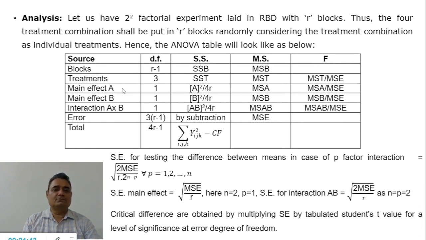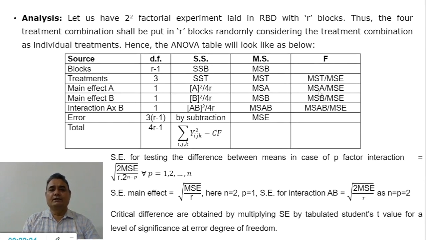Now this treatment sum of squares is further divided into the main effect of A, main effect of B and their interaction effect, each at 1 degree of freedom. Their sum of squares, as I have already mentioned, can be computed by the main effect A total square divided by 4R, main effect B total square divided by 4R, and so on. This is the total sum of squares you can find out, and by subtraction the error sum of squares can be obtained. You can obtain the mean squares also by dividing each sum of squares with the respective degrees of freedom.